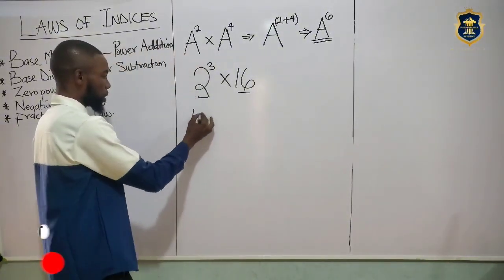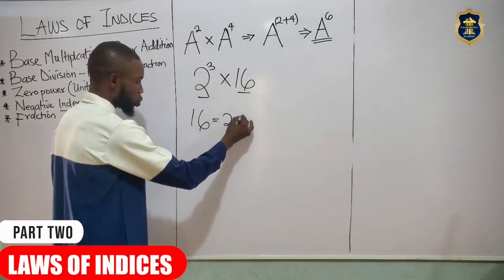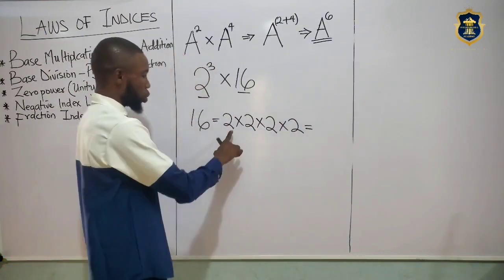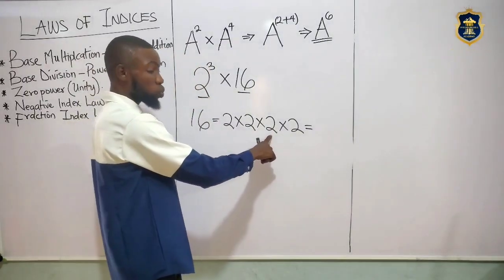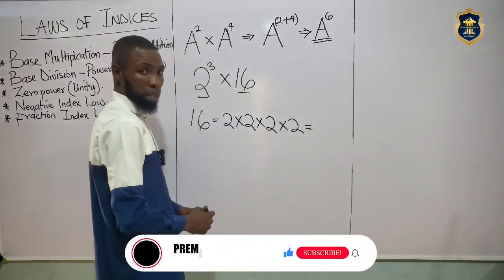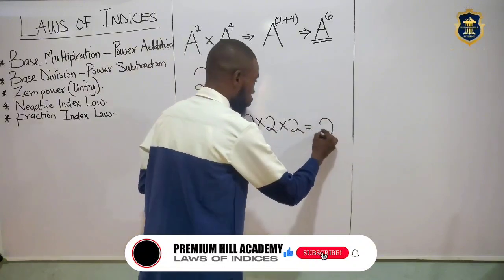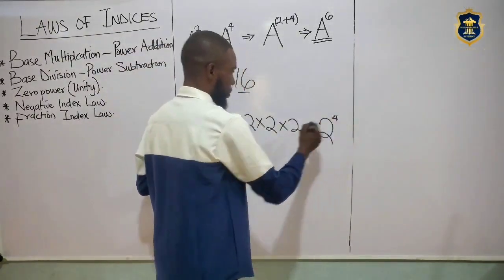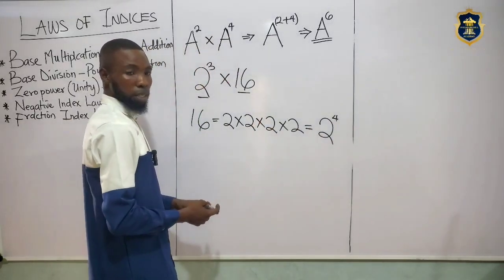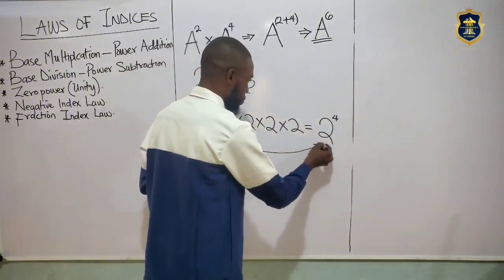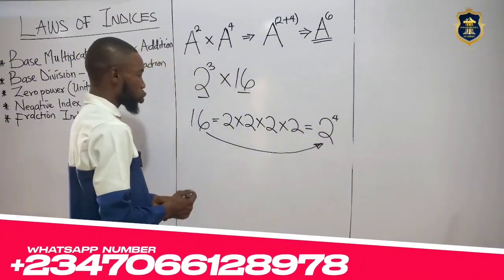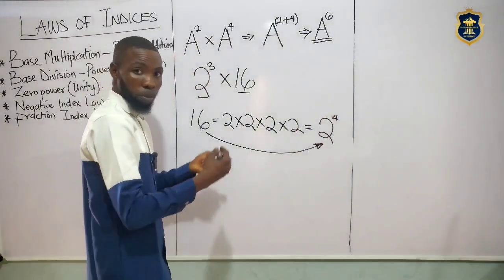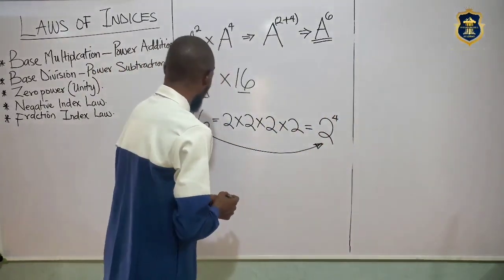I'm sure we know that 16 equals 2 times 2 times 2 times 2. How? 2 times 2 being 4, 4 times 2 being 8, and 8 times 2 being 16. So it's safe to say we can have 2 raised to the power of how many? 4. That's indices, right? So we are reversing the process in this case. So I can substitute 16 for 2 raised to the power of 4 because they are the same thing, right?